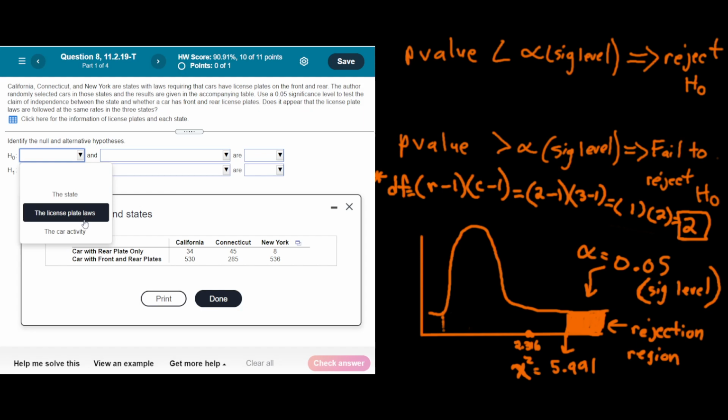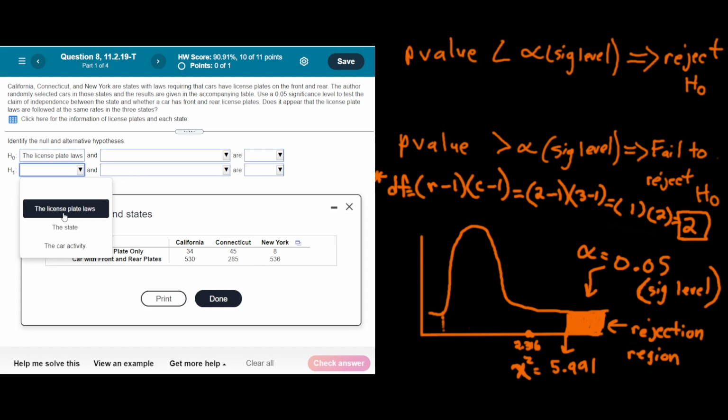H0. Okay, I guess these are license plate laws. I should have read them. Yeah, it says license plate law. So the license plate law determines whether you need the front and the back. I think in New York you do need the front and the rear.